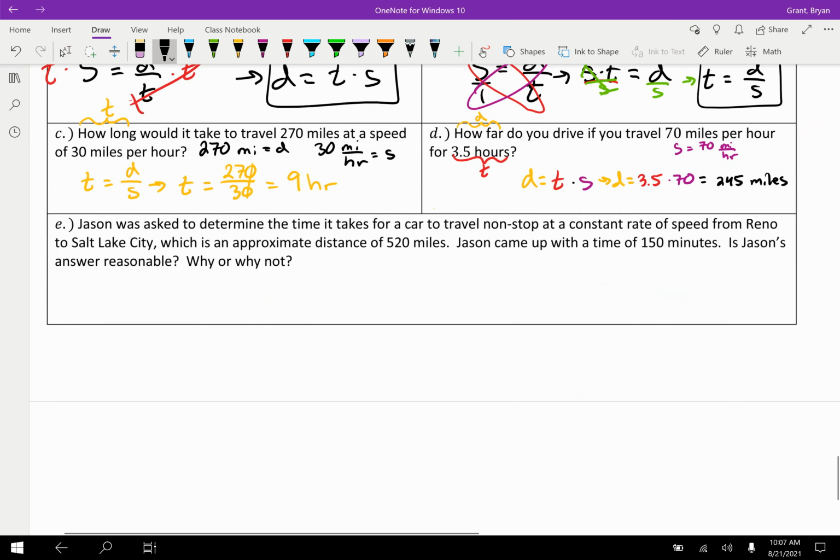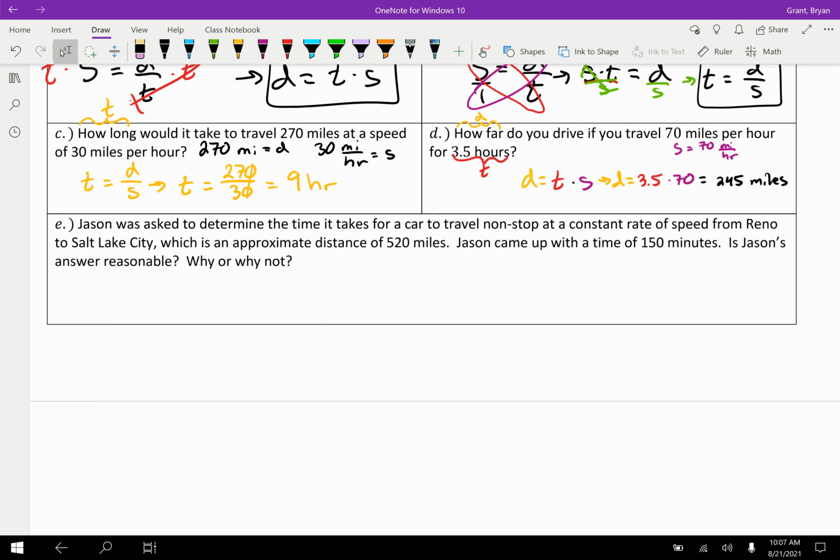Okay, last one. Jason was asked to determine the time it takes for a car to travel nonstop at a constant rate of speed from Reno to Salt Lake City, which is an approximate distance of 520 miles. Jason came up with a time of 150 minutes. Is Jason's answer reasonable? Why or why not? Well, there are a couple things that we're probably going to want to do here.